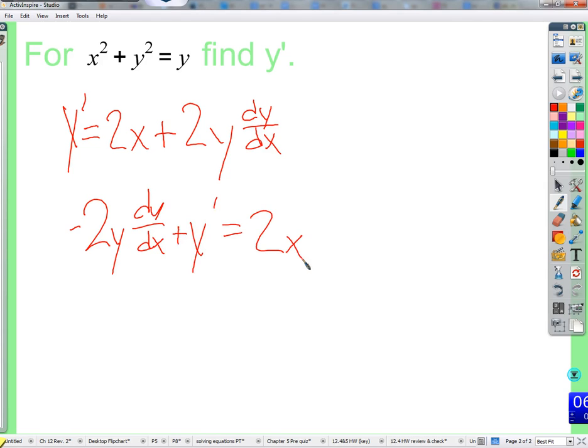Why are you writing dy/dx and y prime? Is there a reason? Should I just change that to y prime, or change that to dy/dx? It doesn't matter. dy/dx and y prime, you can treat them as the same.